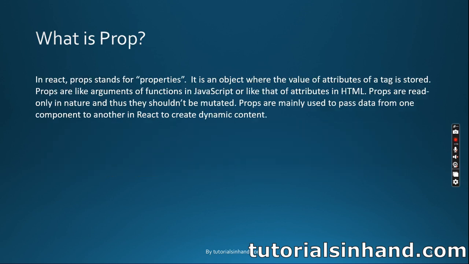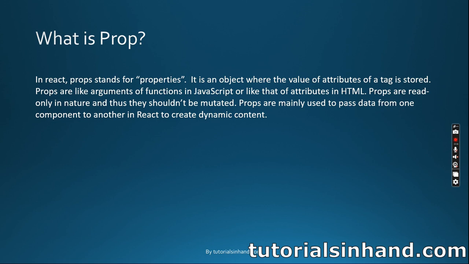Now let's discuss props. What is a prop? In React, prop stands for properties. It is an object where the values of the attributes of a tag are stored. Props are like arguments of functions in JavaScript or like attributes in HTML. Props are read-only in nature and thus they shouldn't be mutated. Props are mainly used to pass data from one component to another in React to create dynamic content. So props cannot be mutated, and they are majorly used for communication between parent and child components.